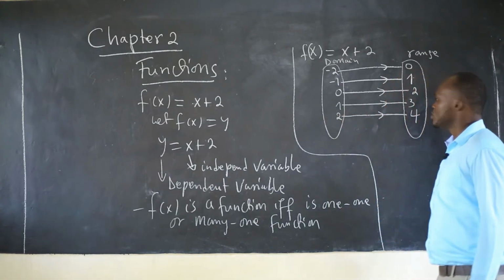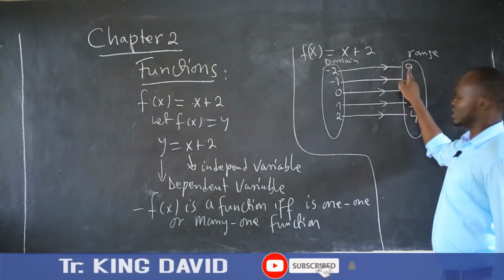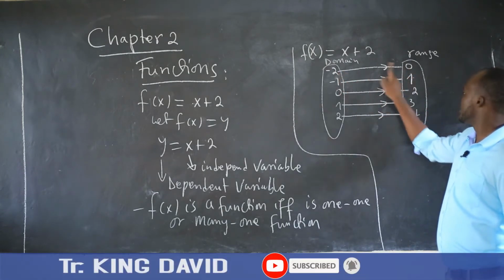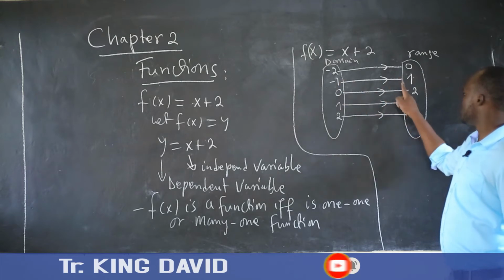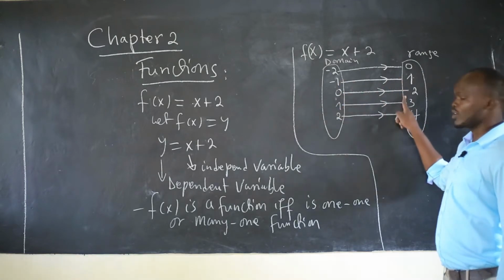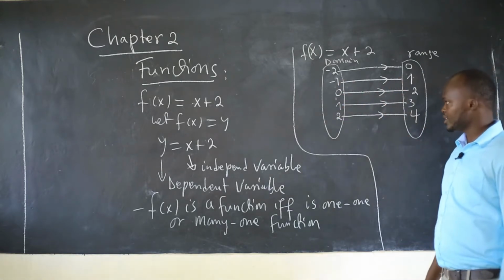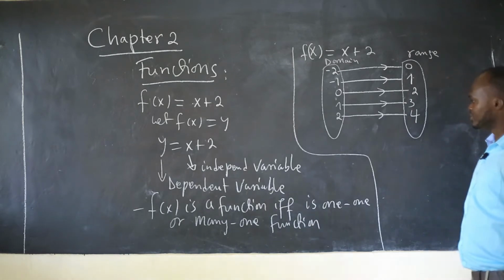You see, it is one-to-one. One coordinate to another coordinate. One value of x to one value of y. That's what you call one-to-one.